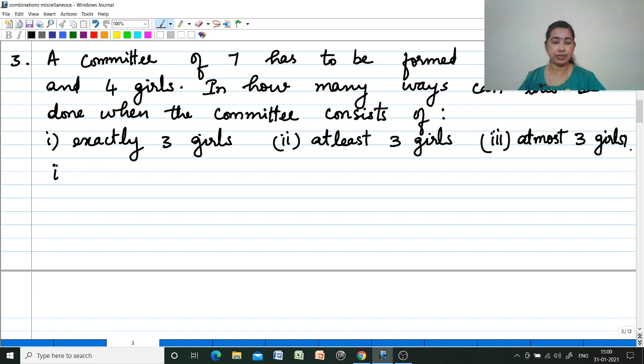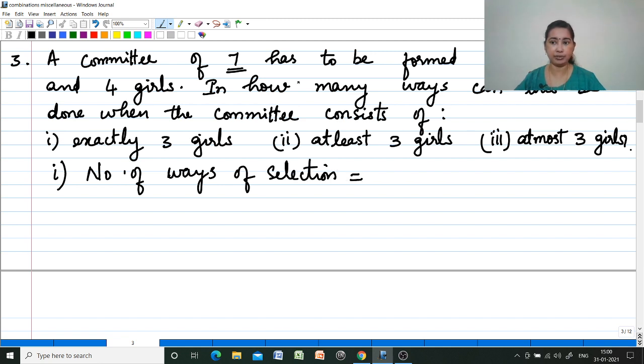So if it is exactly 3 girls, how many different arrangements are there? In total we have to make a committee of 7. There should be exactly 3 girls, which means the remaining 4 should be from boys. So the number of ways of selection is equal to exactly 3 girls, meaning from 4 girls we have to select 3 girls. Anyway, the total should be a committee of 7, so the remaining 4 we have to take from boys.